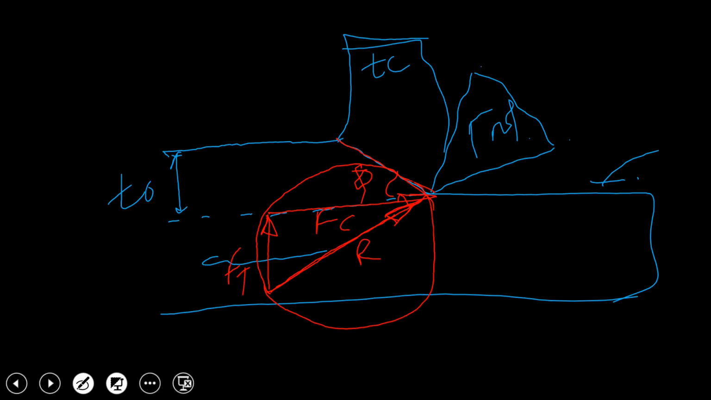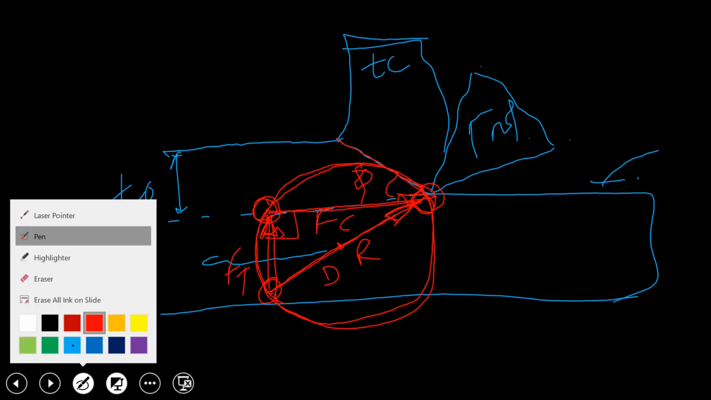What I did, this is the cutting force, this is the thrust force, those two are perpendicular to each other. I calculated the resultant of those two, and taking that resultant as a diameter, I have drawn one circle. And when I drew that circle, the points where Fc and R meet, where Fc and Ft meet, and where R and Ft meet, all are going to lie on the circumference of that circle. Okay, so this is one thing.